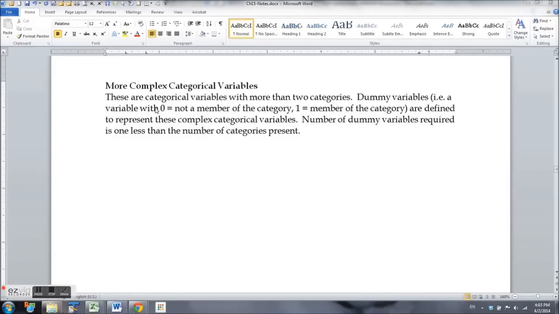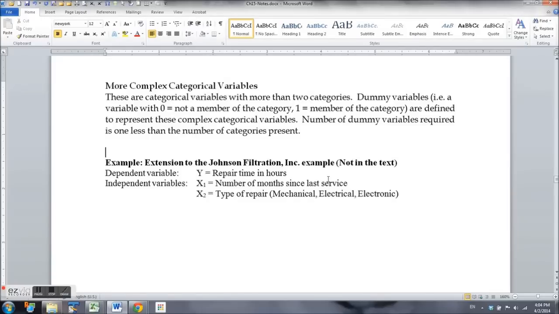So if there are 3 categories or 4 categories, then we have to define one dummy variable for each category, but not for the last one. That is, if you have k categories, you only need k minus 1 dummy variables. So for example, if you have 3 categories, you need only 2 dummy variables. If you have 5 categories, you need only 4 dummy variables. But the last one will be defined when all the dummy variables are 0, that would then define the last category.